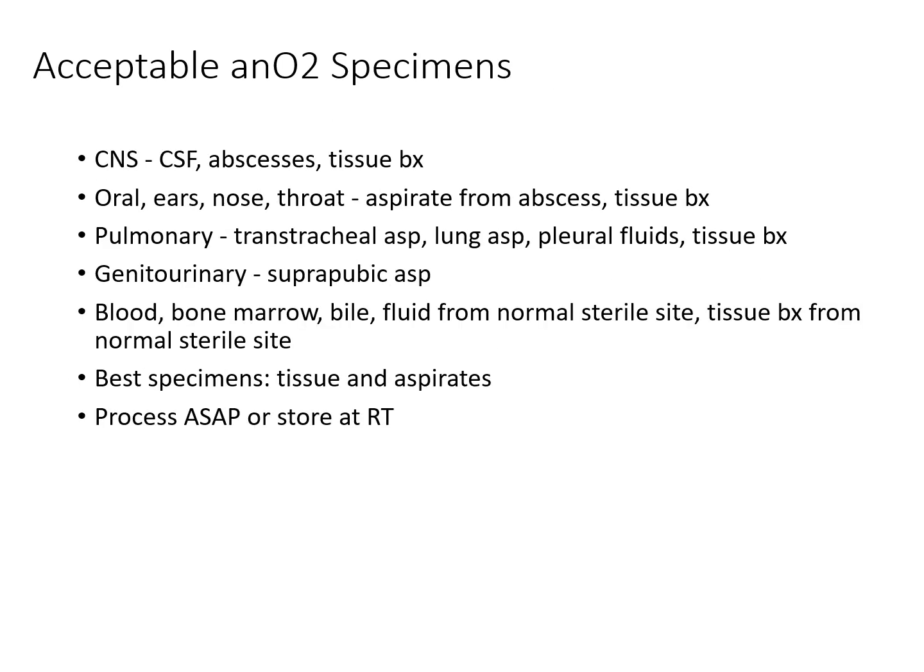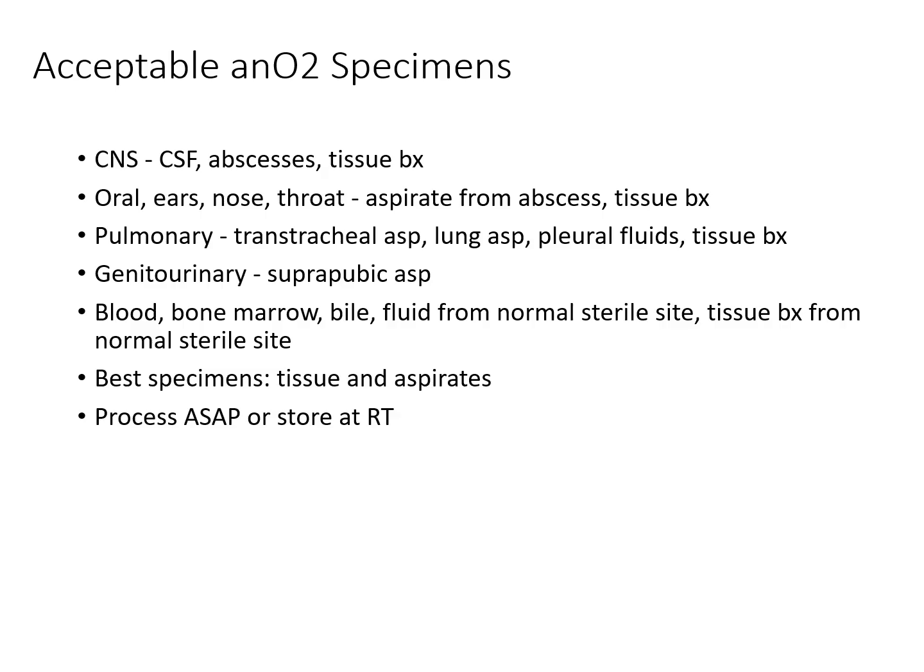Acceptable specimens for anaerobic cultures include specimens from the central nervous system, like cerebrospinal fluid, abscess aspirates, and tissue biopsies. We can also get specimens from the oral, ears, nose, and throat, so aspirates from abscesses and even tissue biopsies. We can get them from the pulmonary or lung area, so transtracheal aspirates, lung aspirates, pleural fluids, and tissue biopsies. Genitourinary specimens as well, like suprapubic aspirates. And some other sterile sites like blood, bone marrow, bile, fluid from other normally sterile sites, and tissue biopsies from normally sterile sites as well.